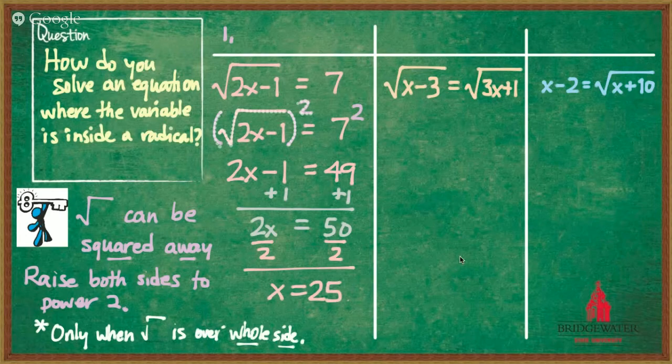So our first step in this example was to square both sides. And the reason we do that is because squaring is the opposite of taking a square root. And so when I square both sides, that radical, that square root on the left-hand side, disappears.